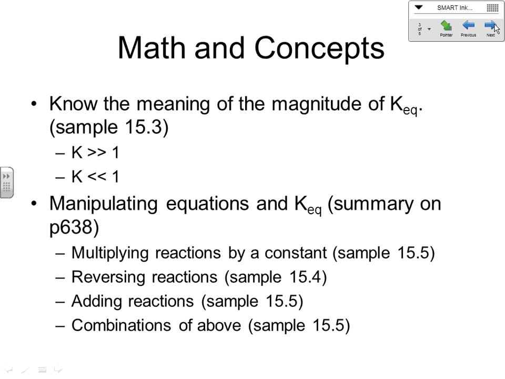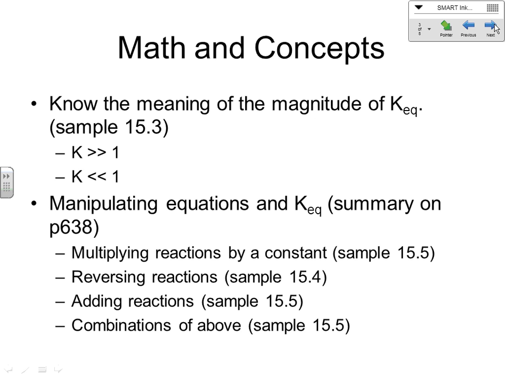Know the meaning of the magnitude of Keq. Magnitude is always how big is the value. So what is the value? Remember, when it's much greater than 1, that means you are favoring the products. When it's much less than 1, you're favoring the reactants. And there are situations where we can look at how K is changing and say we're either shifting towards reactants or products. That's related to this idea as well.